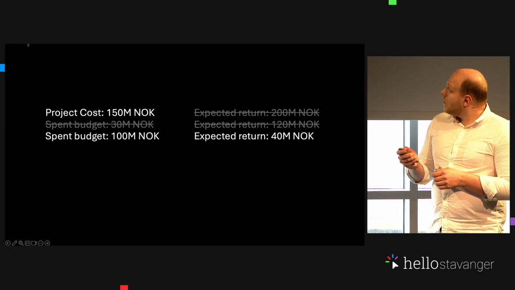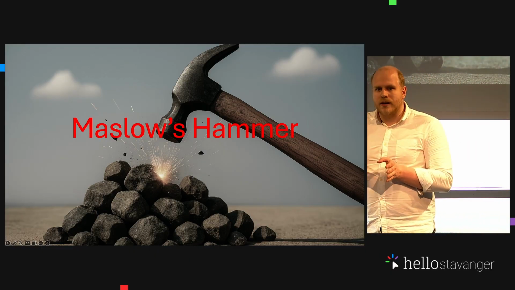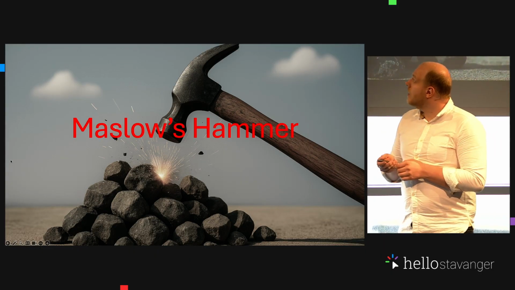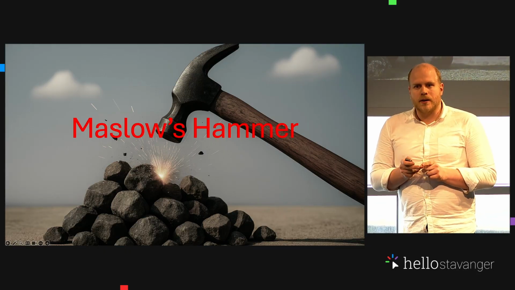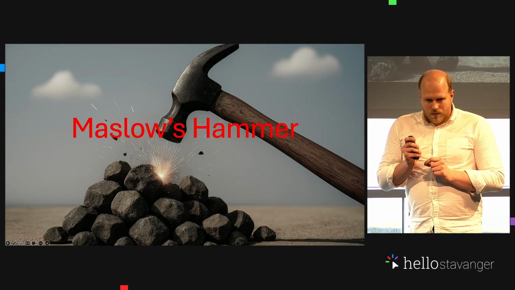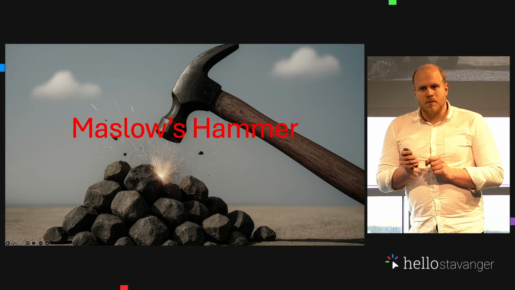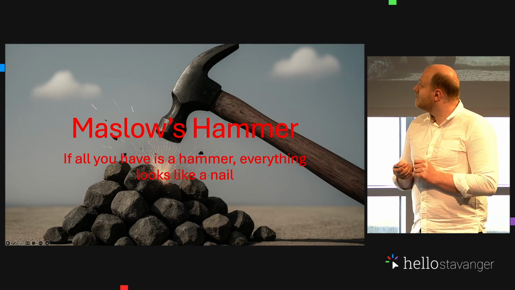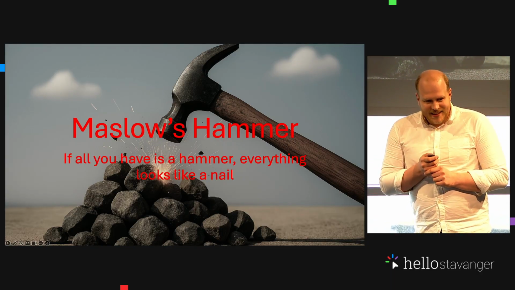Now, this becomes quite important after I go through the next concept, which is known as Maslow's hammer. This concept is also known as the law of the instrument. Now, most of you probably don't recognize that title, but you might recognize what it says. If all you have is a hammer, everything starts to look like a nail.